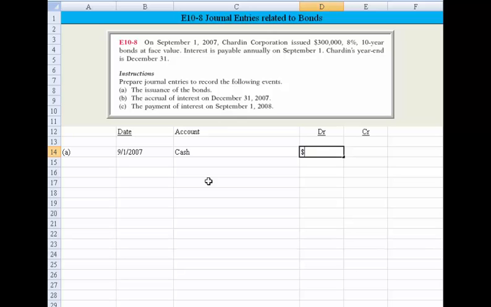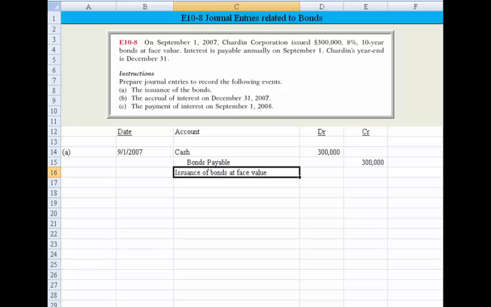We have a debit of cash, 300,000, and we have a credit to bonds payable, right, of that same 300,000. And really we should put some reason as to what occurred. We would say issuance of bonds at face value. Some kind of description that makes sense for why we recorded the entry.